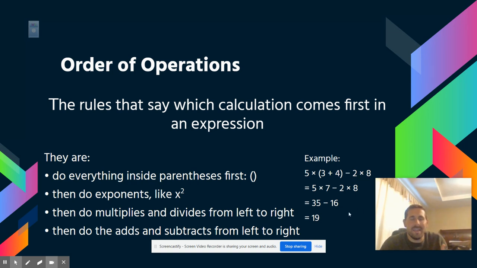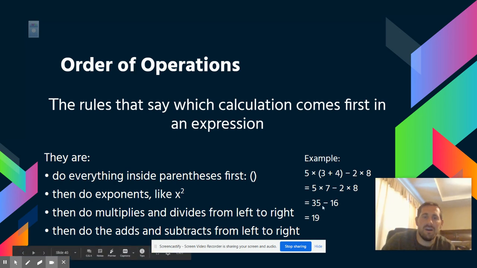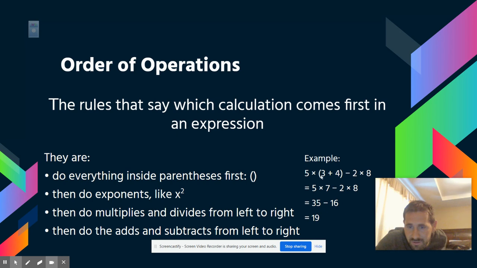So there is an order. Math is not like reading, where we just go from left to right. We can't do that. There are certain operations that are, let's say, more powerful than the others and need to occur first. So, order of operations: we have to do the parentheses first. Then we can do the multiplication, and then the addition and subtraction.